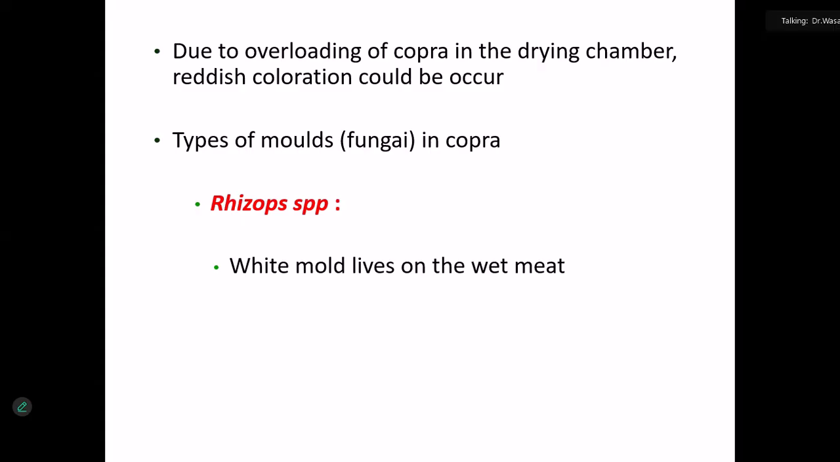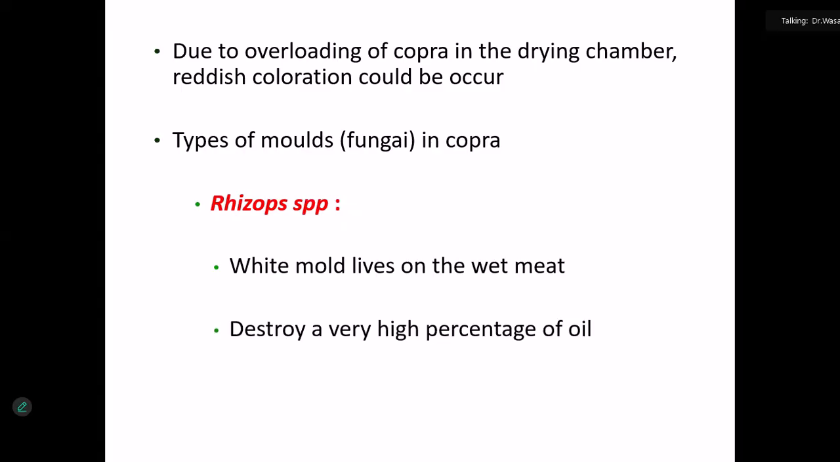Number one, Rhizoctonia. What is the color? White color. White color molds develop in the wet core. You should know for the exam what the type of mold in white color is. That is Rhizoctonia. That's the first mold to develop.